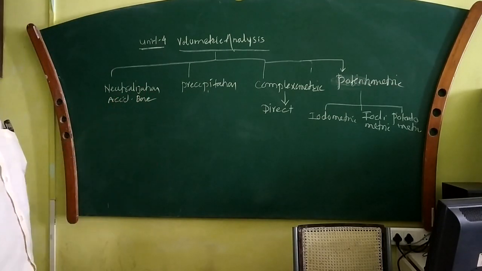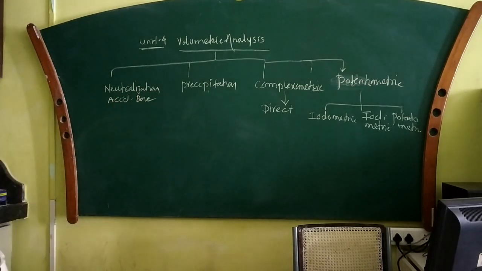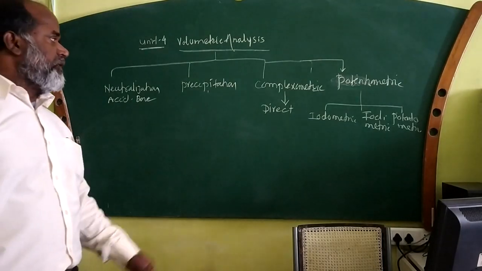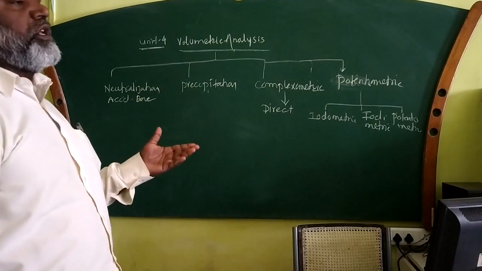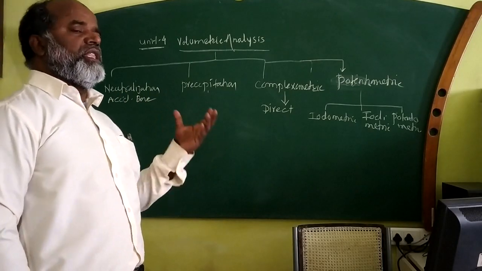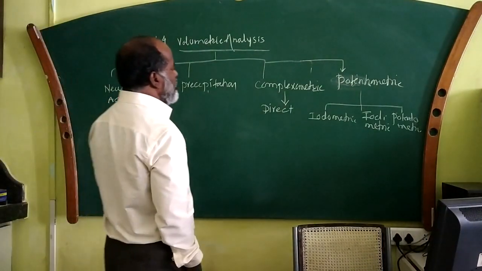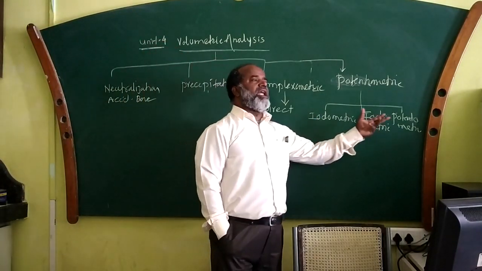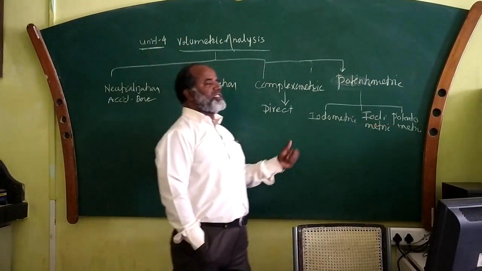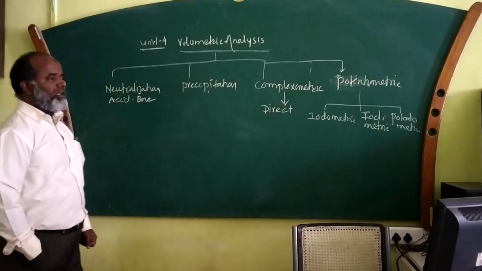These are the 3 types which come under potentiometric, whether it is iodo, whether it is iod, whether it is potential. In all the 3 cases, there are redox reactions. Only the difference is called iodo and iod and potentiometric. All these 3 types we will see in detail in the coming lectures.